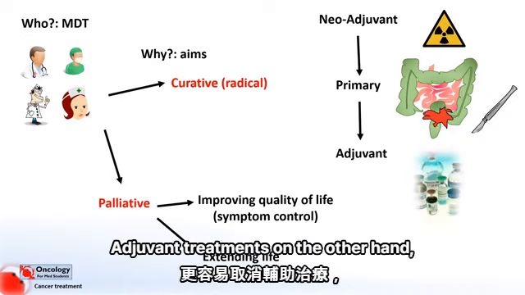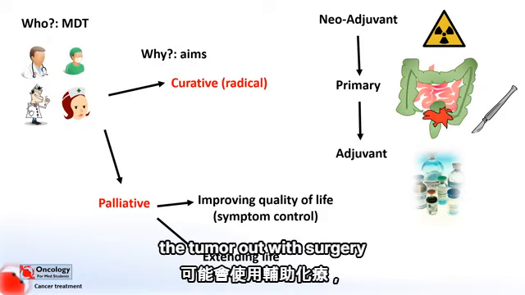Adjuvant treatments, on the other hand, are given after the main treatment to reduce the risk of the cancer returning. For example, adjuvant chemotherapy might be used after cutting the tumour out with surgery to prevent the formation of secondary tumours.